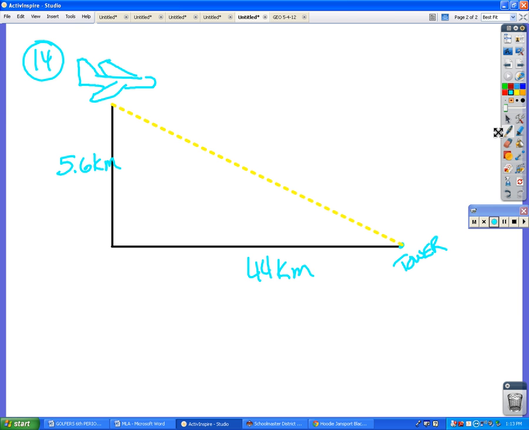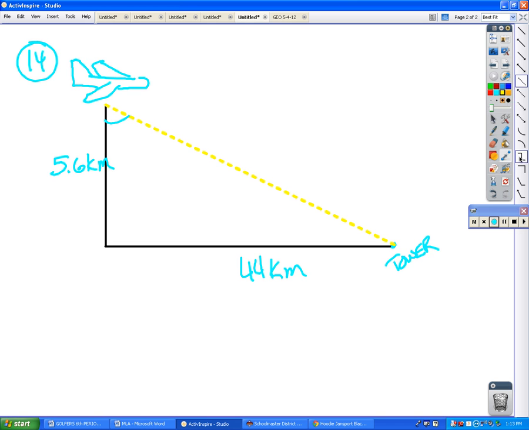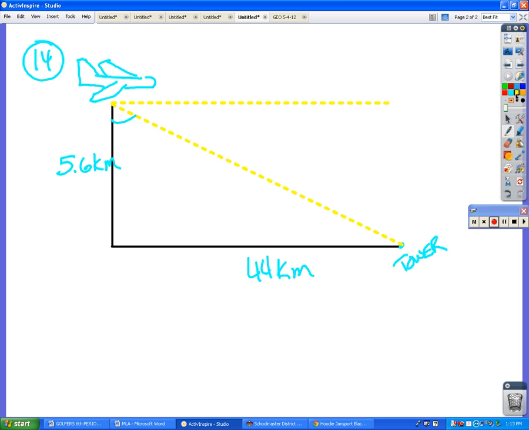Okay, great question. All right, so this is the picture. They're 5.6 kilometers above the ground. Their land distance from the tower, the distance on the ground, is 44 kilometers. What are we trying to find in this situation? The angle of descent, which is a little bit confusing. That is not going to be this angle right here. It's actually going to be this angle right here. So we need to figure out how far down they need to go.